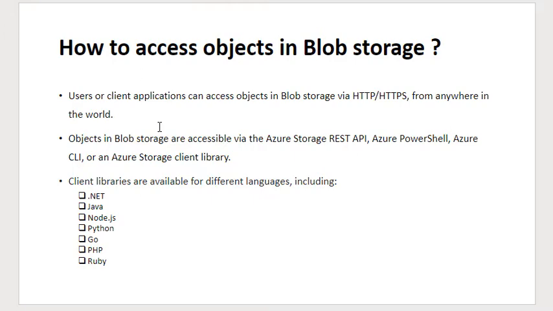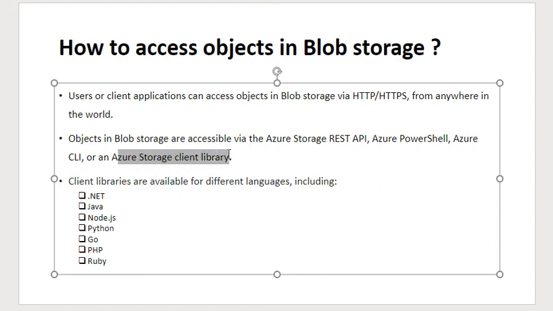Each blob has its own URL. Objects in blob storage are also accessible via Azure Storage REST API, Azure PowerShell, Azure CLI, or Azure Storage client libraries. These are the other ways we can access our blob data. Client libraries are available for different languages, so we have these many client libraries which we can use to access our blob objects.